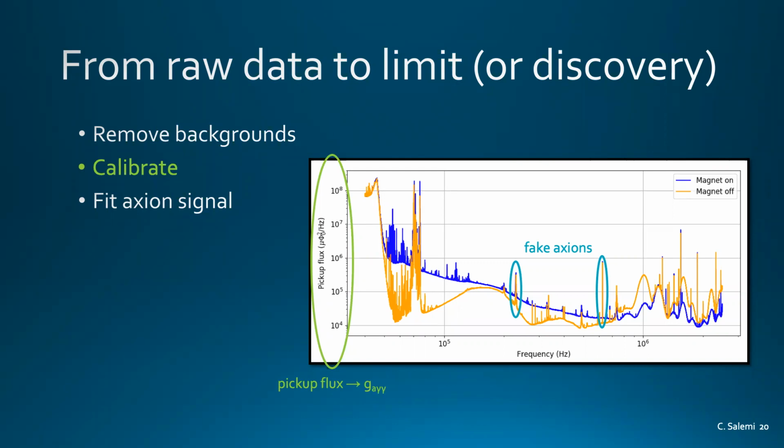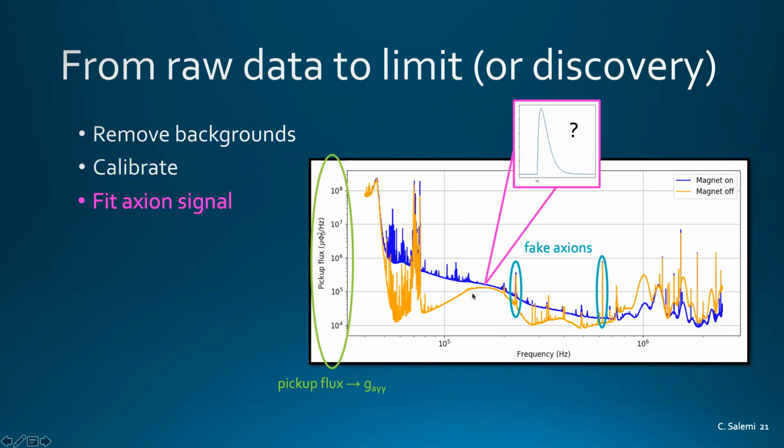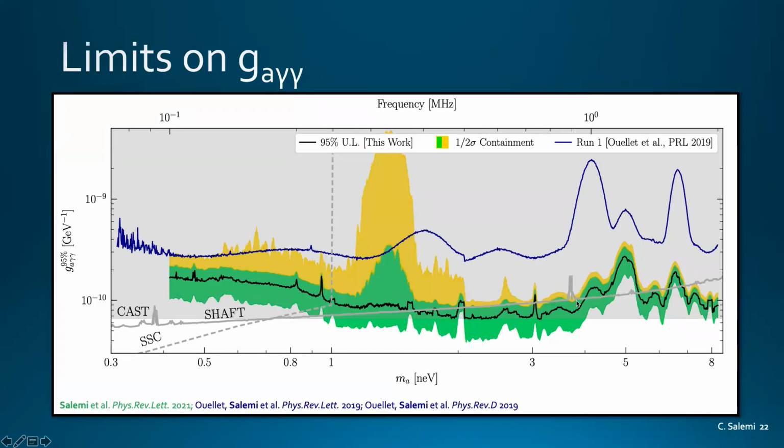And then finally, once we have it in G_aγγ, we can fit an axion signal. So we can look for this signal shape. We can scan it over our entire spectrum and do a full log likelihood analysis to see if any of the remaining peaks are actually axions. So that's what we did.